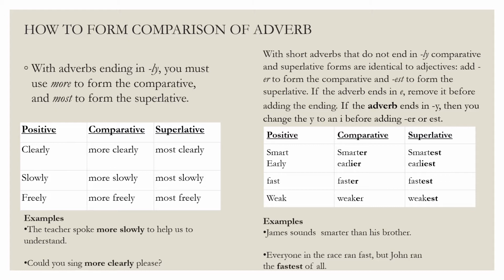Now, with adverbs ending in ly, you must use more to form the comparative and most to form the superlative. You can see the examples in front of us. We have clearly. You will notice that clearly there ends in ly, okay? And then the comparative, just like we've explained, is formed by adding more, okay? So you have more clearly and the superlative as most clearly.